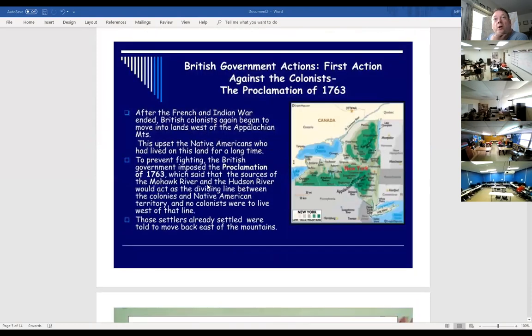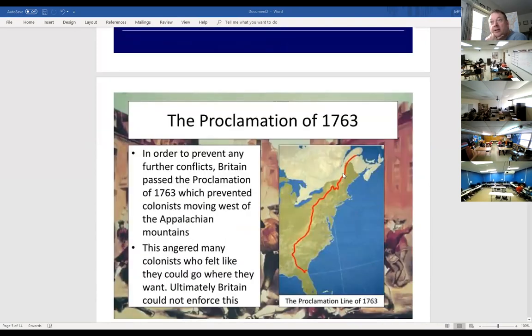The sources of the Mohawk River and the Hudson River would act as a dividing line between the colonists and the Native Americans. So here you can see the line all the way down to Georgia. England said, you cannot go past this line west. And they also told settlers who had already gone west of this line to come back into the colonies.